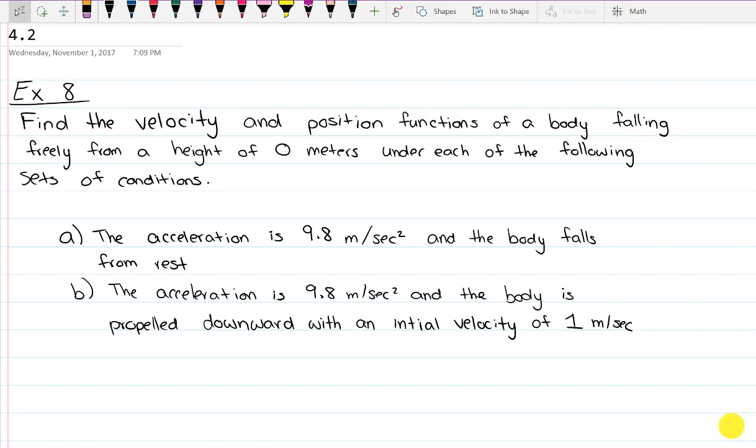So the acceleration for part A is 9.8 meters per second squared as the body falls from rest. That means, for example, I hold the object in my hand and I let go of it. The second scenario is that the acceleration is also 9.8 meters per second squared, and the body is propelled downward with an initial velocity of 1 meter per second. What this means is that I throw it, or I push it down, or it has a jet, or something that makes it have a velocity the second it starts. So the idea behind this is very similar to the last one. We're going to use our knowledge of antiderivatives in order to evaluate this.